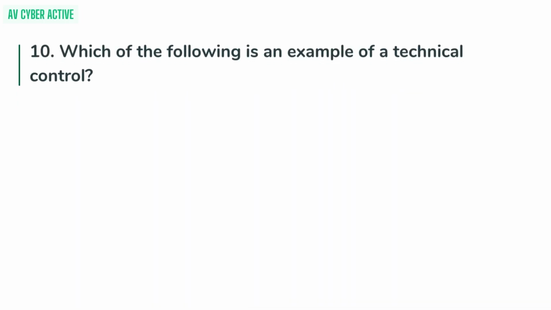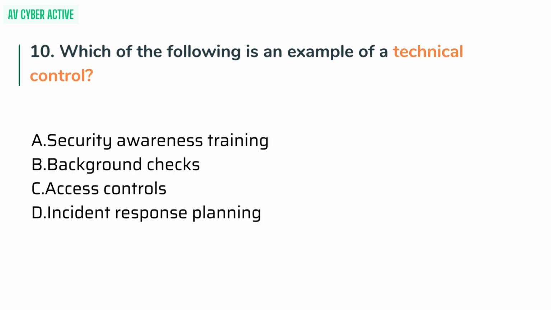Which of the following is an example of a technical control? A. Security awareness training. B. Background checks. C. Access controls. D. Incident response planning. C is correct.